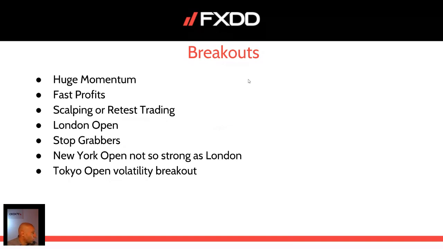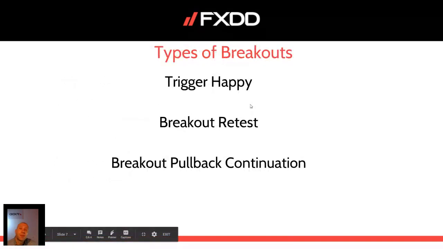Okay, guys, now also what is important is that we mentioned types of breakouts. Those are trigger happy trades, breakout retest, and breakout pullback continuation pattern. Trigger happy trade is done like a scalping trade. I will show you that. A breakout retest is a form of retest after a breakout, and breakout pullback continuation is actually a BPC pattern that is the most important for swing and positional traders.